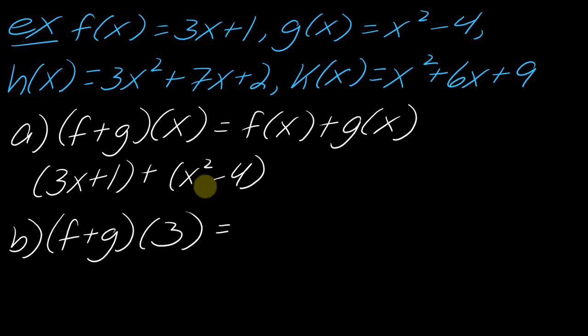Anyways, now that I've written this all out, it's a matter of what else can I do. In this case, there's not a whole lot I can do, but I can rewrite this in descending order, where I've got the x squared first, the 3x, and then minus 3. So in this case, that's it. That's all that you're being asked to do if you're asked to find f plus g of x.